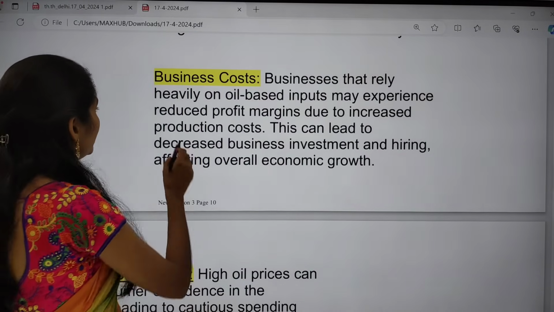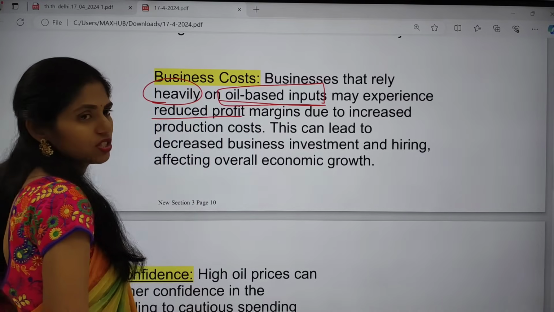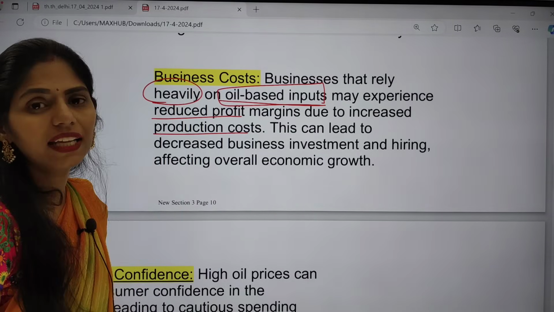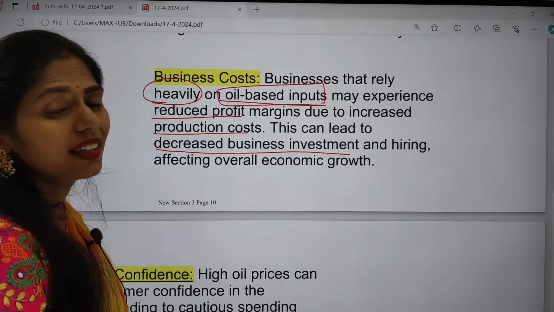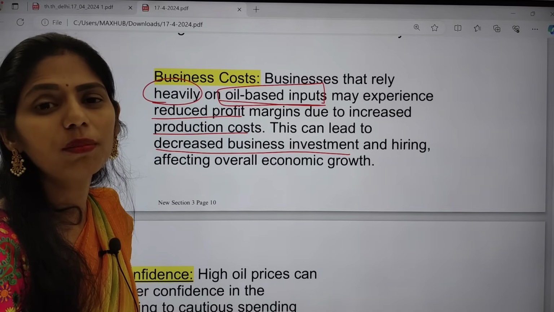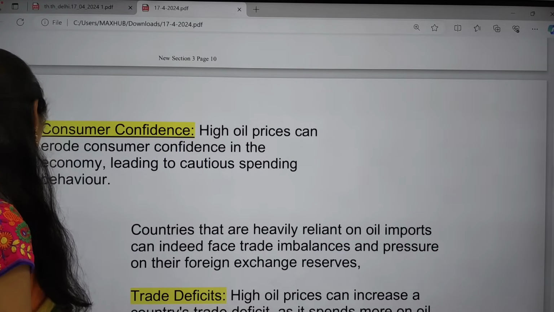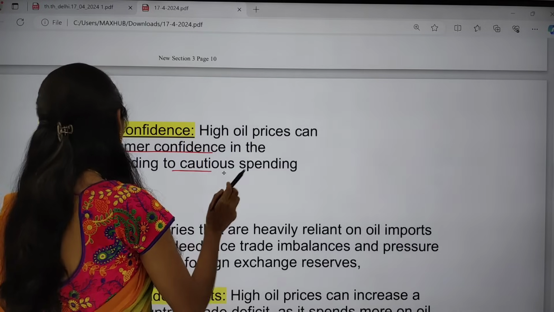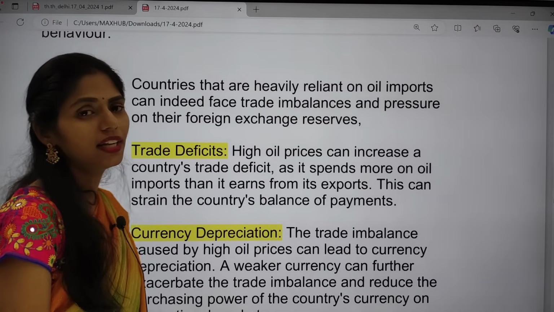So businesses that heavily rely on oil-based imports or inputs may experience reduced profit margin. So why is there reduced profit margin? Because of increased production cost, and this can lead to decreased business investment, and that will lead to decreased hiring. That means it automatically leads to increased unemployment, so that will negatively affect the economic growth of the country. And next one is consumer confidence. Because of these high oil prices, that can erode consumer confidence in the economy, and people will focus on cautious spending behavior.